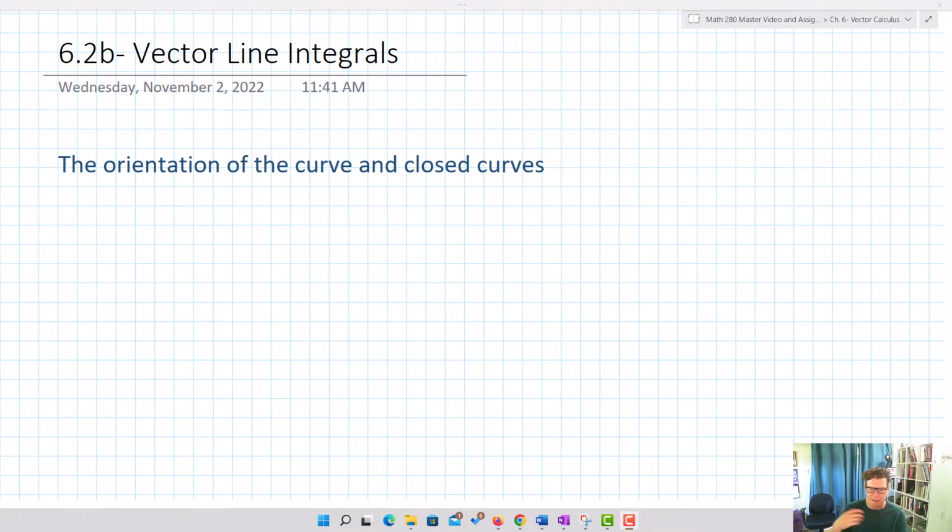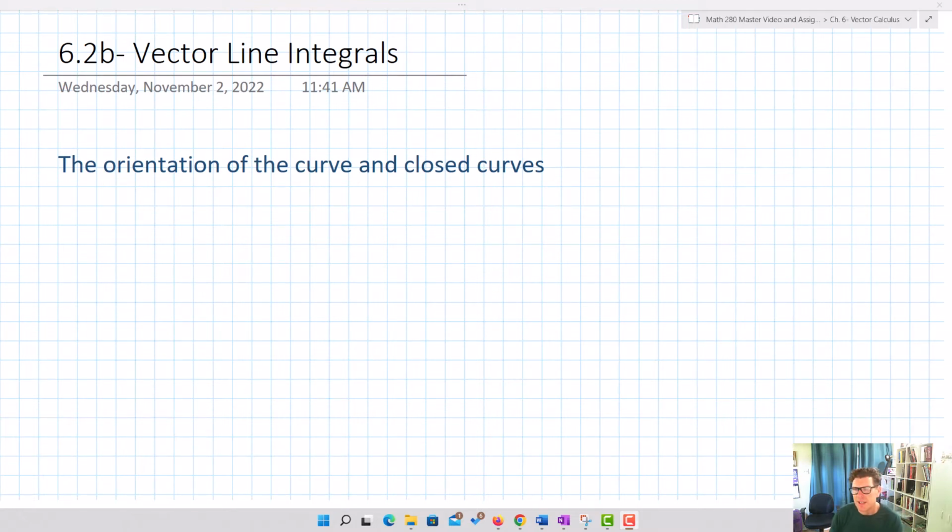This is where work comes into play, and sometimes, in electromagnetism or magnetic fields, things of that nature. It's a really important application of line integrals and of multivariable calculus. So now we're going to talk about the basics of vector line integrals, and then I'm going to put together another video on the applications for line integrals, because I think that's really important to look at as well.